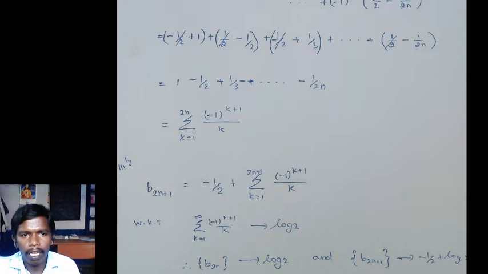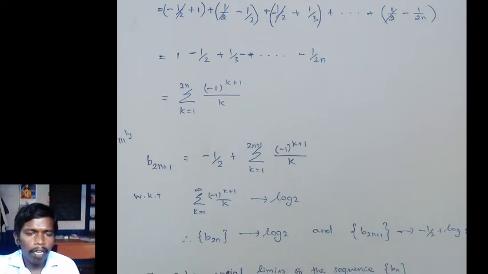So we know that the alternating harmonic series converges to log 2, that is, summation k equal to 1 to infinity of (-1)^(k+1)/k converges to log 2. And if you consider the sequence b_n, we can observe that the sequence b_n is constructed by combining the sequences b_2n and b_(2n+1). For example, b_1, b_2: b_2 is in b_2n, but b_1 is in b_(2n+1). In a similar way, the sequence b_n is constructed.